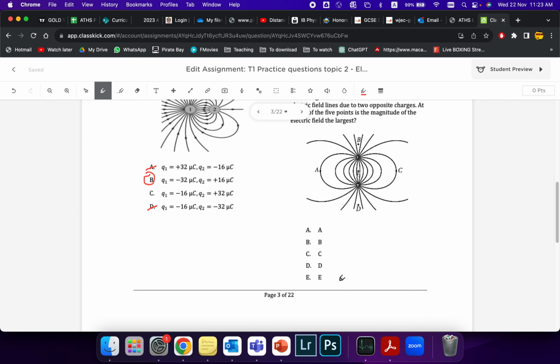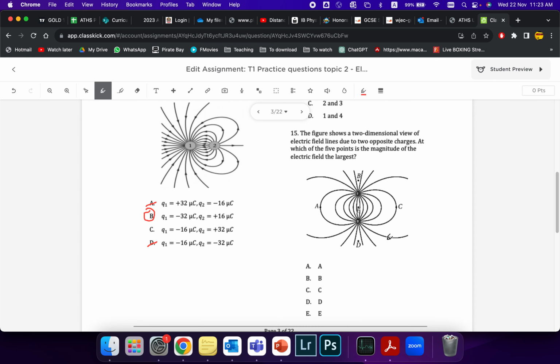And over here, we're looking at where it's the strongest. Well, they are clearly connected to each other. So the strongest is closest to the field lines. We will say E is the strongest in this case, followed by B, then perhaps D, and then after that you will have A and C, which are equal to each other.